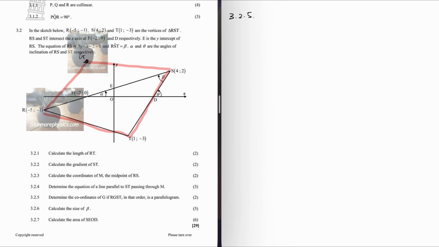Now to figure out the coordinates, we can use translation. The distance from here to here, this horizontal distance, will be the same horizontal distance from here to here. So from R to T, the horizontal distance is minus 5 to 1, that's 6 units. That means from S to G must also be 6 units. So 4 minus 6 is minus 2. So G will have an x-coordinate of minus 2.